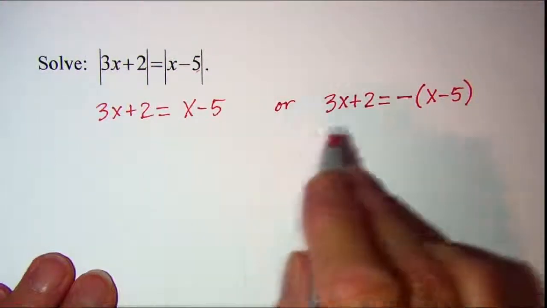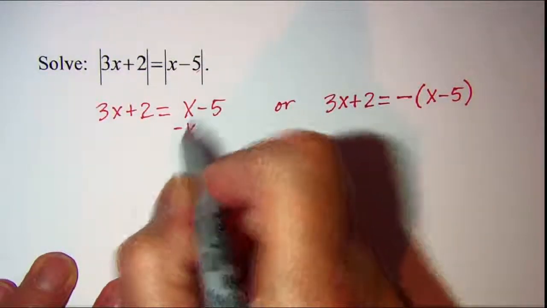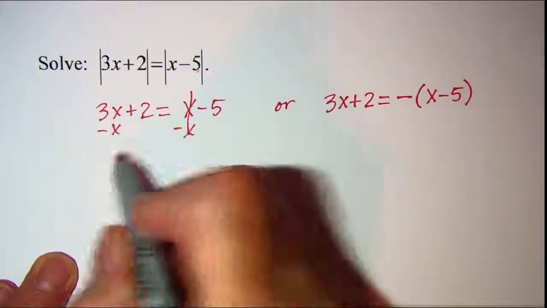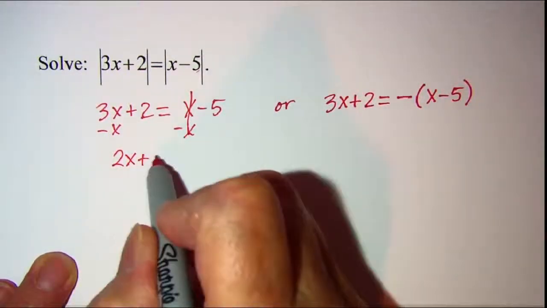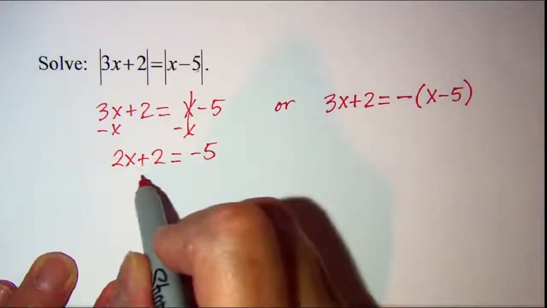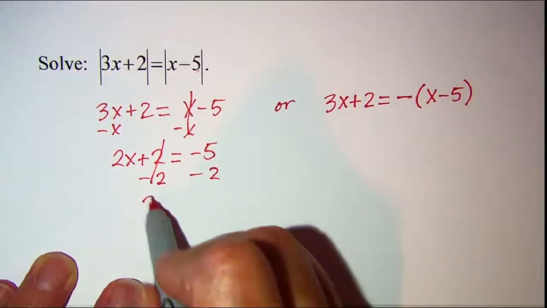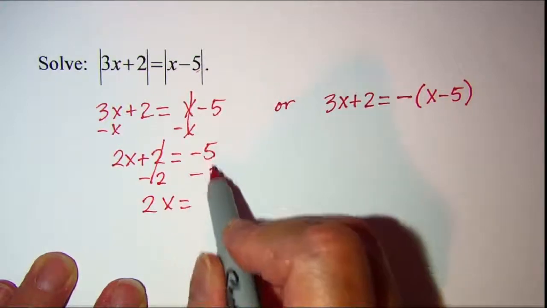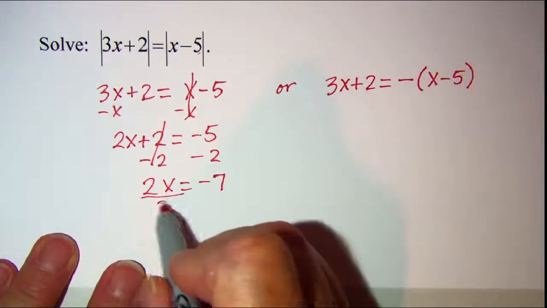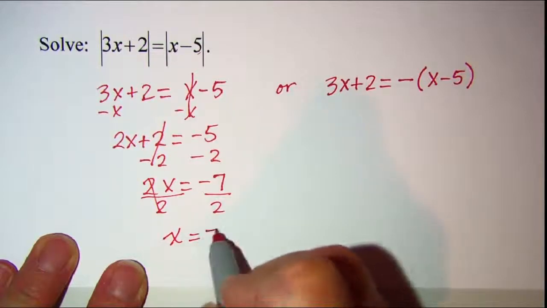Now we'll solve these two equations separately. Let's subtract x from both sides. These will cancel, and 3x minus x is 2x. And that equals negative 5. And subtract 2 from both sides. These will cancel. 2x equals negative 7. And then divide both sides by 2. These will cancel, and x equals a negative 7/2.